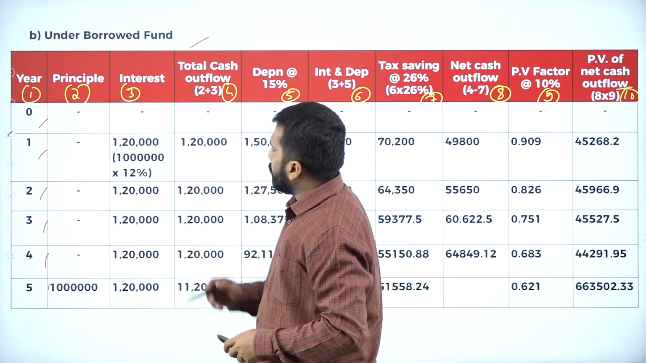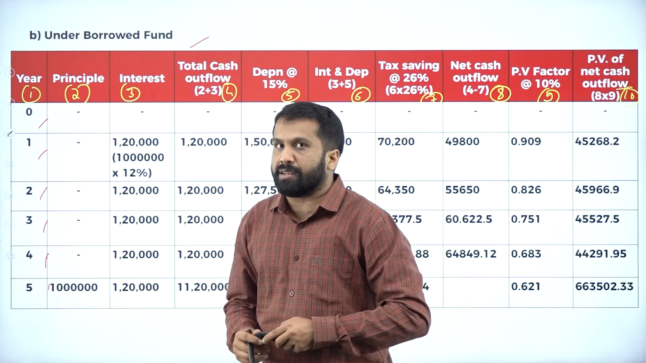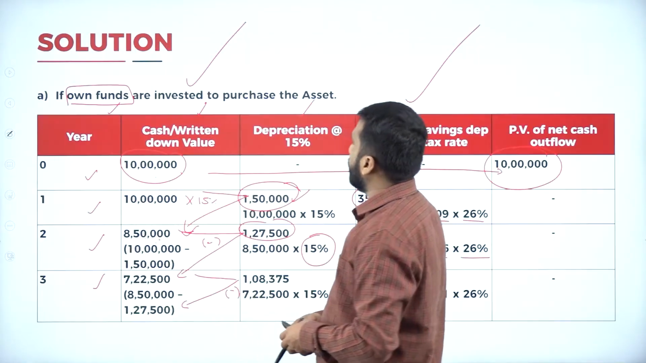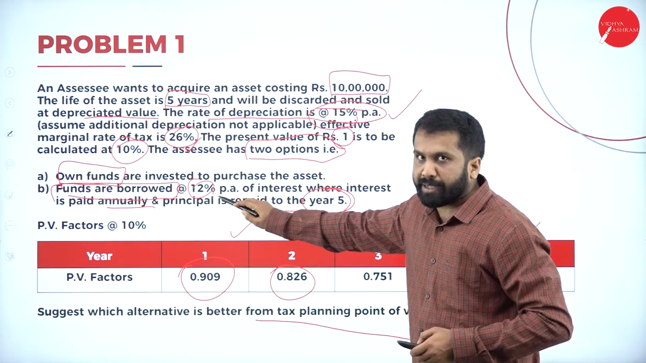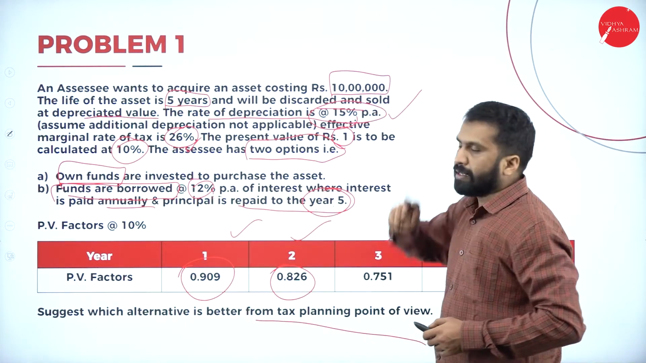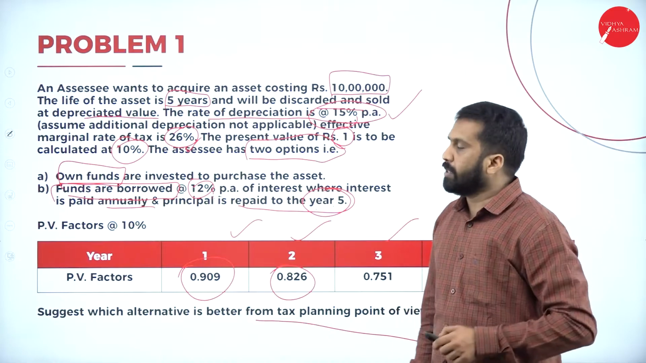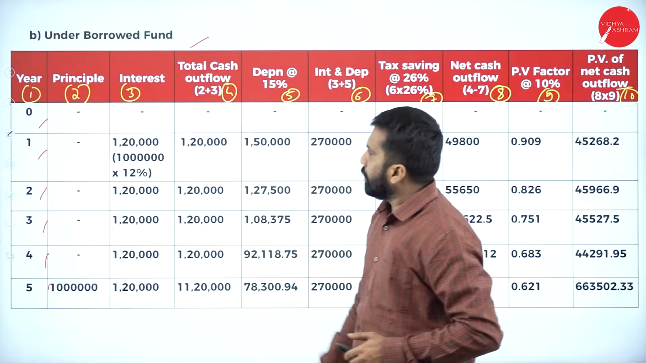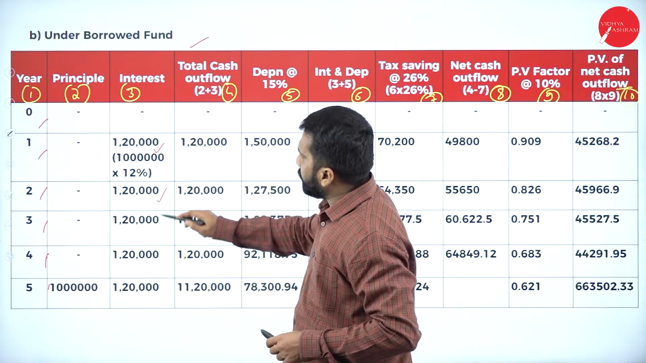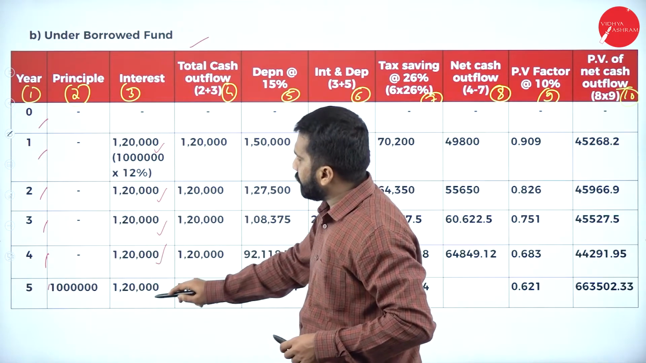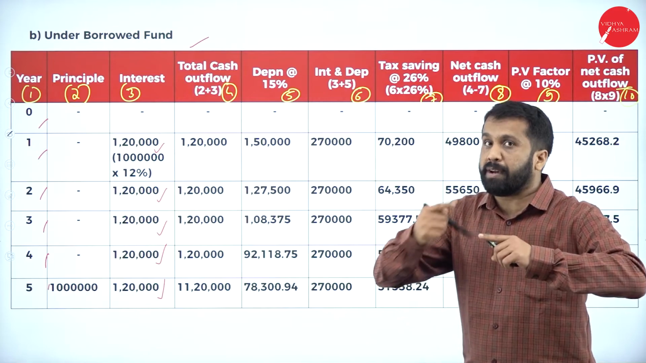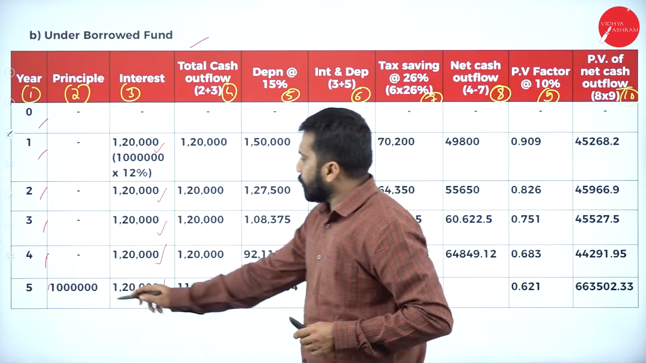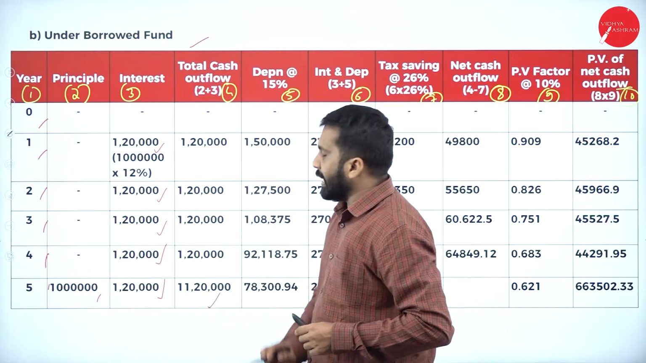Now, how much are you paying as interest? Very simple. You are paying interest of 12% per annum. How much loan have you taken? 10 lakh. 10 lakh into 12%, 1,20,000 each year. Not only 1,20,000, you are repaying the 10 lakh also. So in total you are paying 11,20,000.